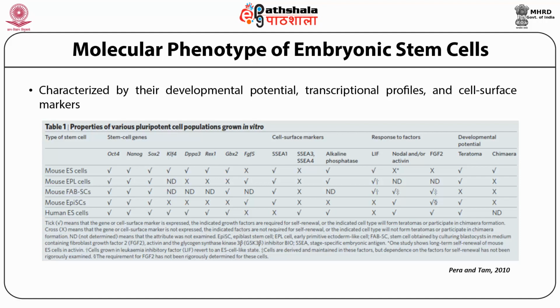Instead, the human embryonic stem cells are very responsive to nodal and fibroblast growth factors. And then in terms of developmental potential, as you can see, all the pluripotent stem cells are able to form teratomas or differentiated cells of all three germ layers in vivo.